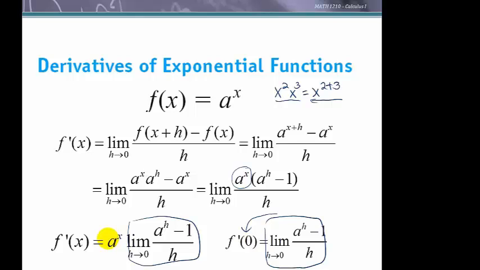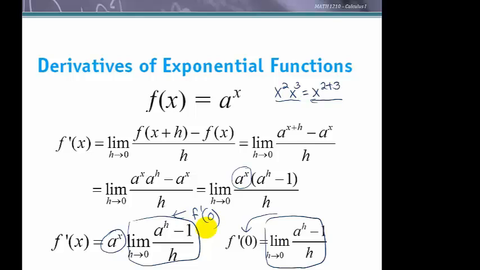So essentially what this is telling us is the rate of change of an exponential function is proportional to the function itself, because its derivative is the function itself and then multiplied by the derivative of the function at 0. So the slope is proportional to the height here.